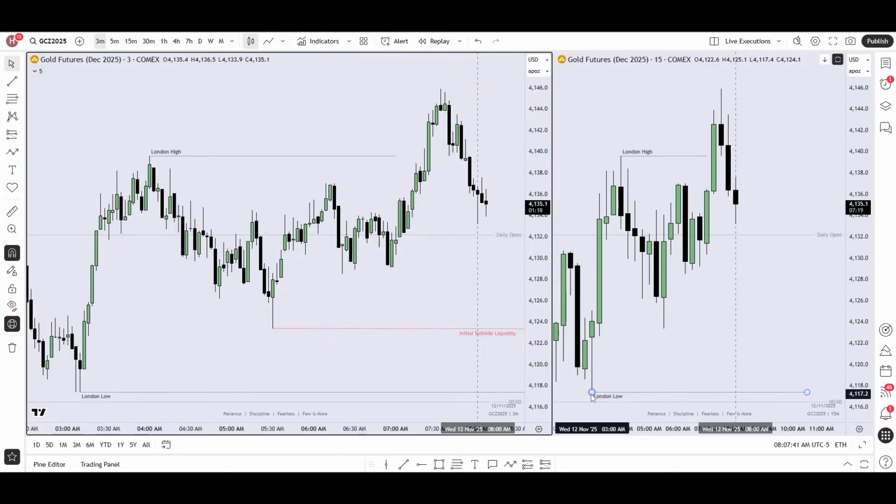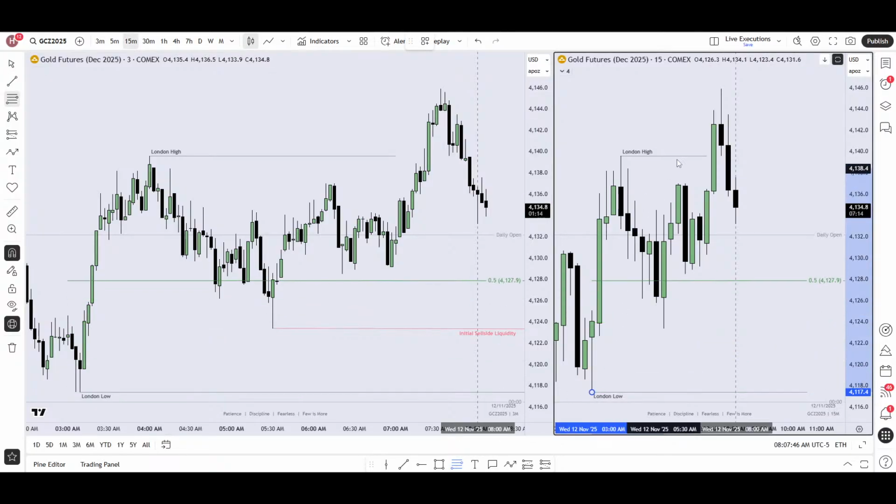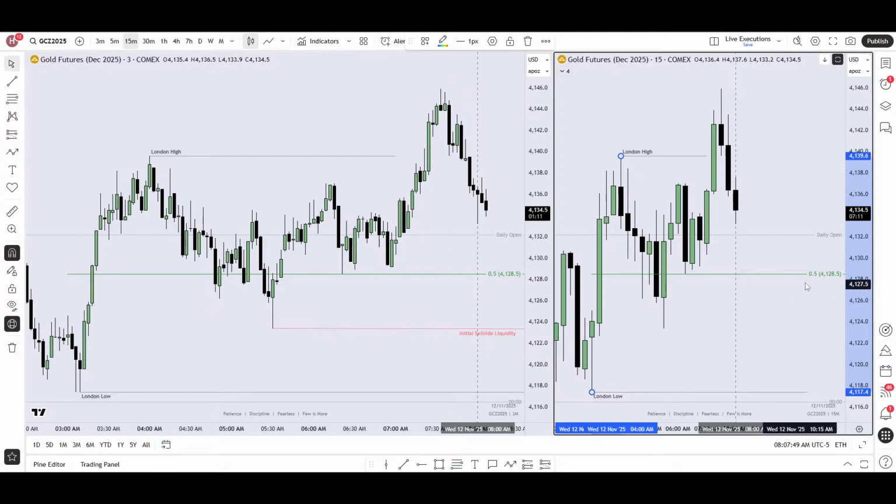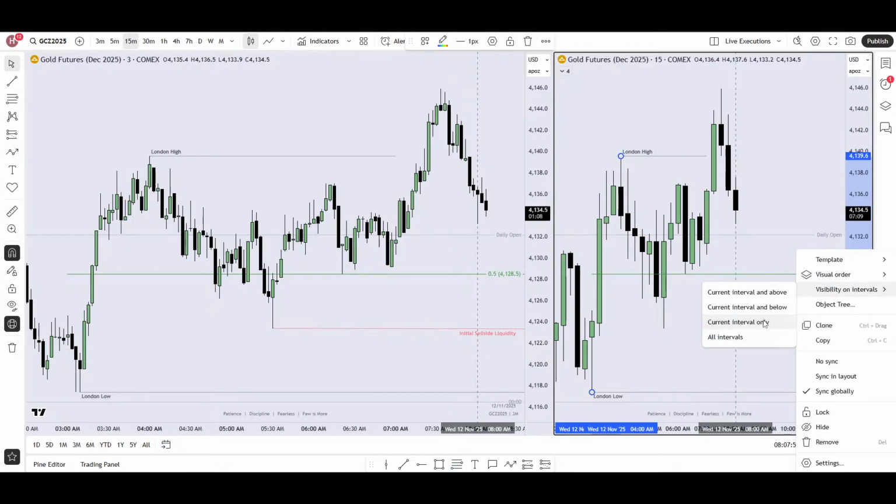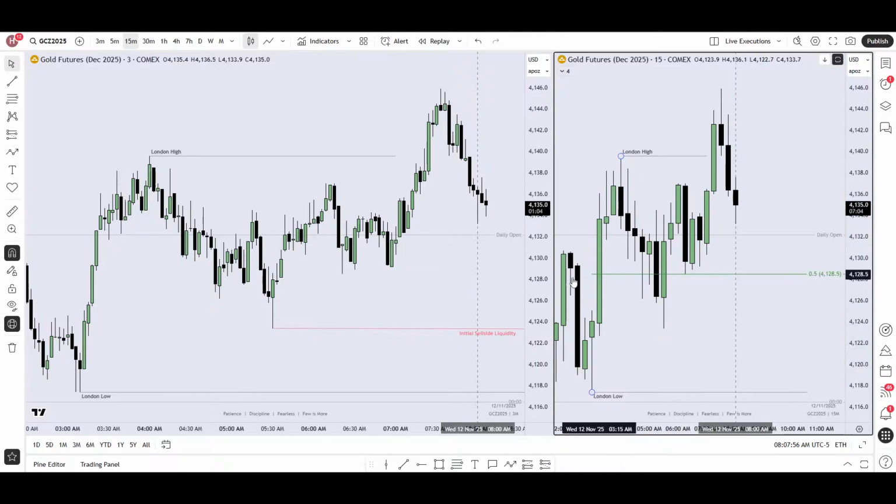I'll take the range of London and draw the fib. It doesn't have to happen all the time, but at least we want the 50% of the London price leg to be met. If it's of the entire range, then we're almost there. If it's the entire price leg, you can say we're getting there.